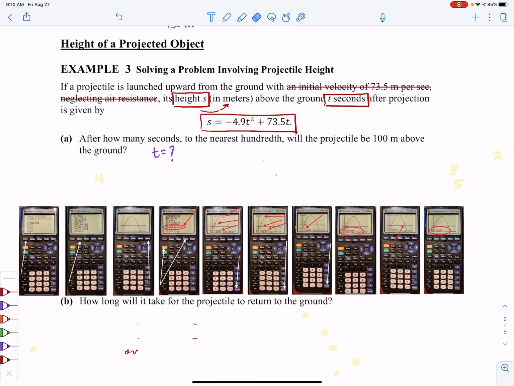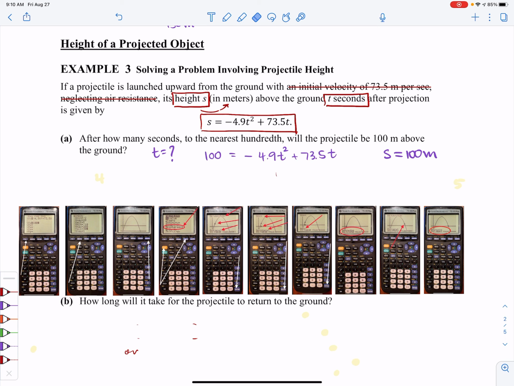So after how many seconds will the projectile be 100 meters above the ground? This is the second piece of information, and it's telling me that my S value, the height value, is going to be 100 meters above the ground. So then what we want to do is take our S value and plug it into the equation that we were handed.